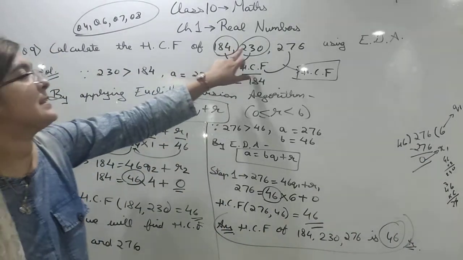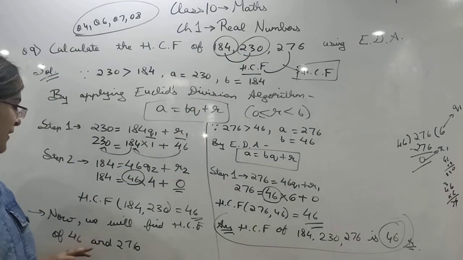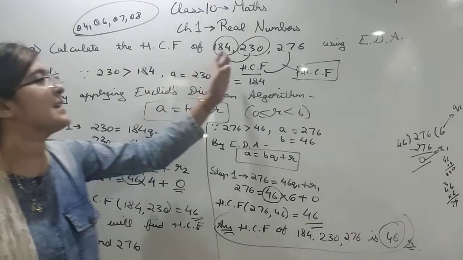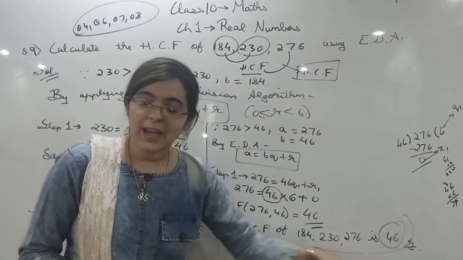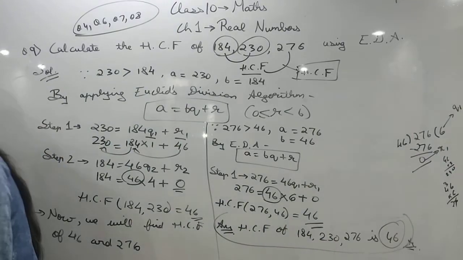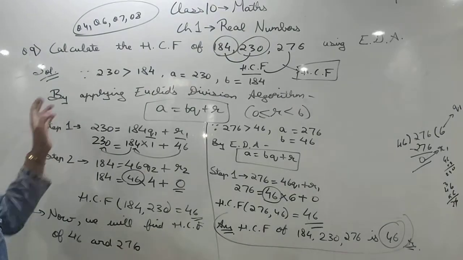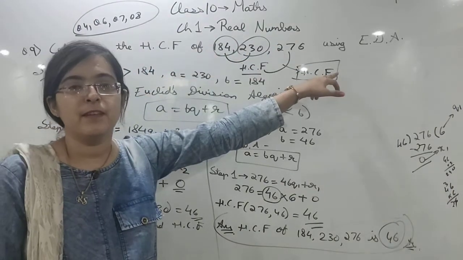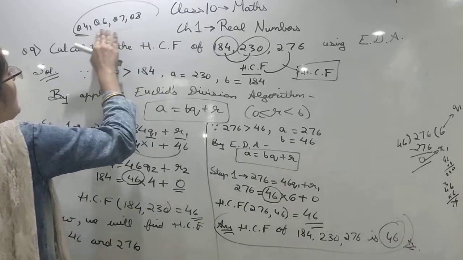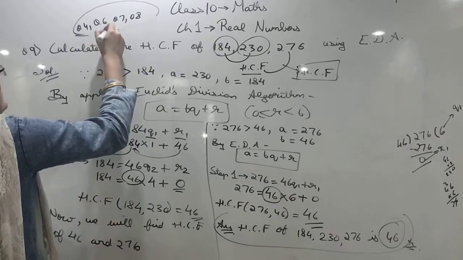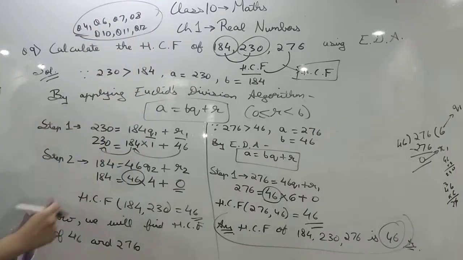First we have calculated the HCF of these two numbers. 46 came. Now we will again find the HCF of 46 and the third number. It came 46. Now in your question number 10, 11 and 12, these are same and of the three numbers. So it is your homework question 10, 11 and 12.